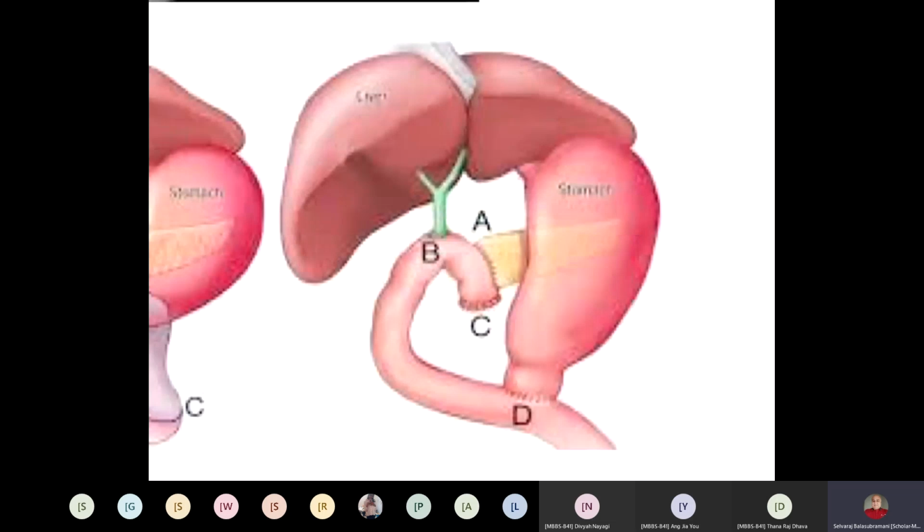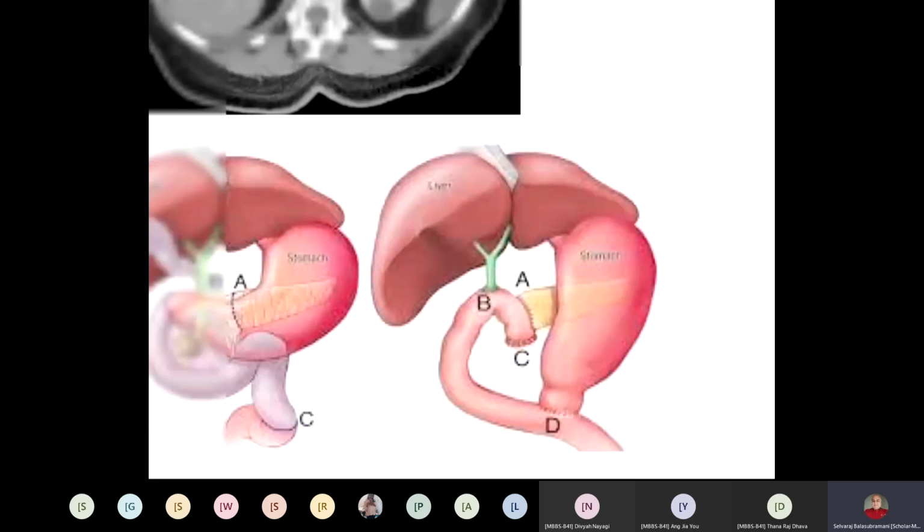Yeah, this is what you are seeing here. This is the pancreas. You have to remember only these things: choledochojejunostomy, pancreatico-jejunostomy, and the gastrojejunostomy. These are the 3 anastomoses you have to do.